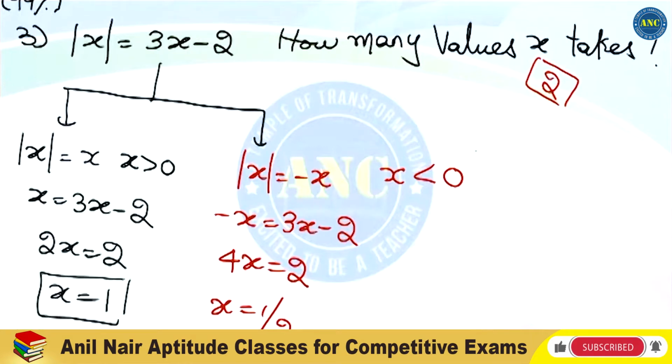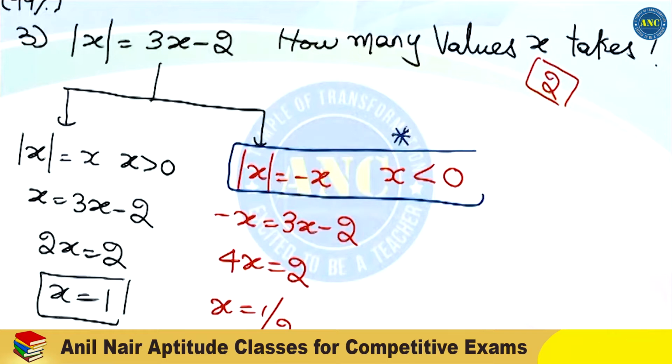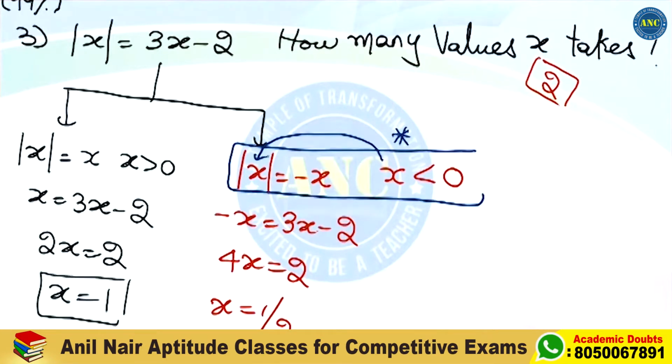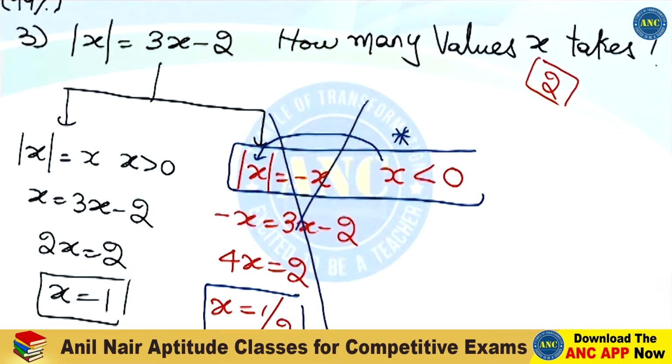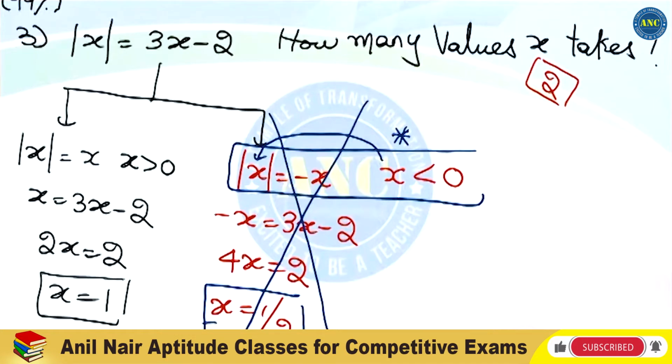But if you observe carefully, mod x equals minus x is possible only when the inside value is less than 0. What is the value that you got? The value which you got is nothing but 1 by 2. Is 1 by 2 less than 0? No, 1 by 2 is not less than 0, so that means it is an anomaly. The value x equals 1 by 2 is not less than 0, so therefore it is incorrect.